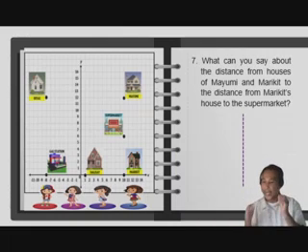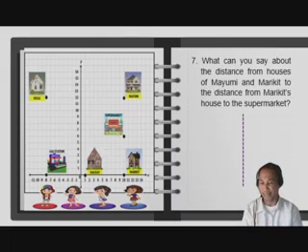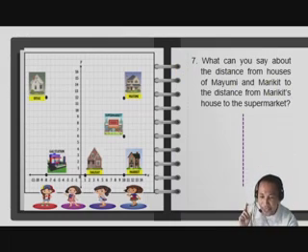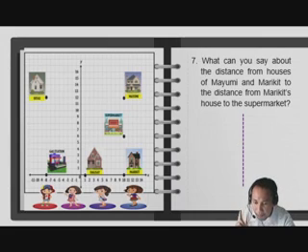What can you say about the distance from houses of Mayumi? So, nasan yung kay Mayumi? So, ito yung kay Mayumi and Marikit. So, titignan natin yung layo ng kay Mayumi from Marikit, at yung distance naman from Marikit to the supermarket. Okay? So, ito yung kay Marikit. This one, papuntang supermarket. Ayan.